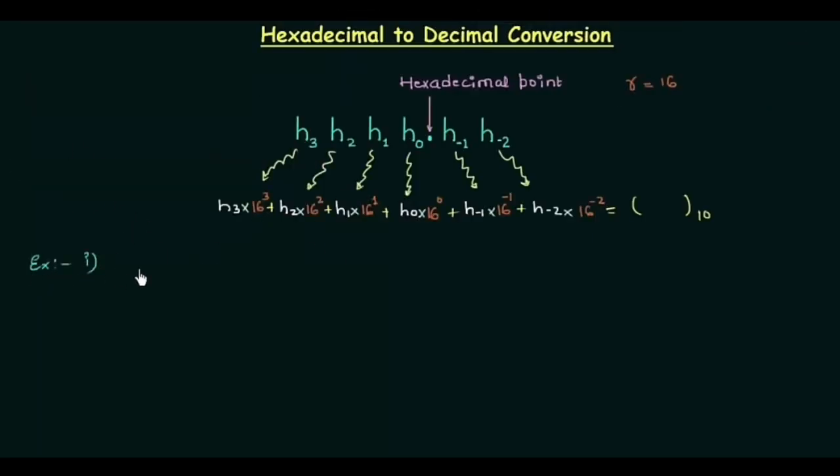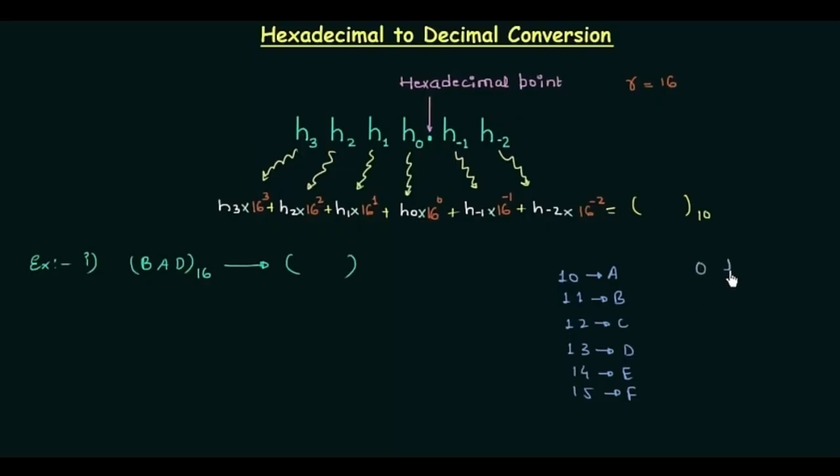Example. The hexadecimal number is BAD. This is in hexadecimal and we want the decimal equivalent of this hexadecimal number. 10 is represented by A, 11 is represented by B, 12 is represented by C, 13 is represented by D, 14 is represented by E, and 15 is represented by F. And we have 0 to 15 in the hexadecimal number system. So from 0 to 9 everything is the same, but 10 we will represent by A, and up to 15 we have F. So B is nothing but 11, A is nothing but 10, and D is 13, right?